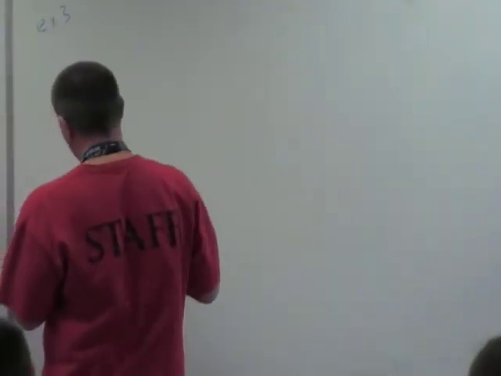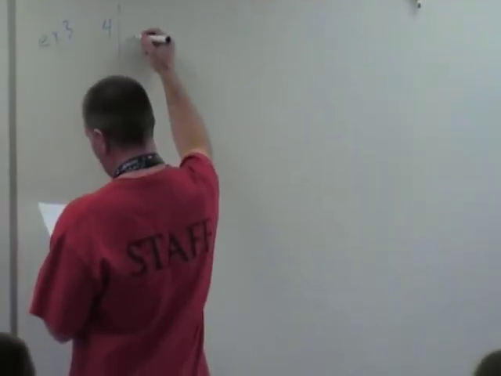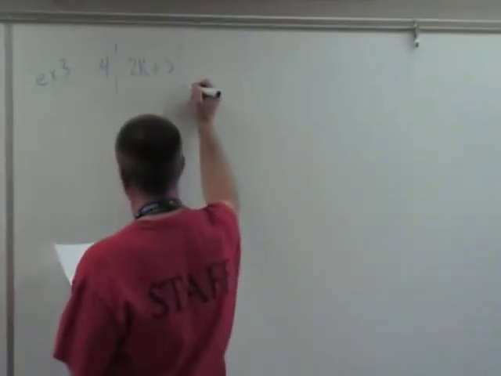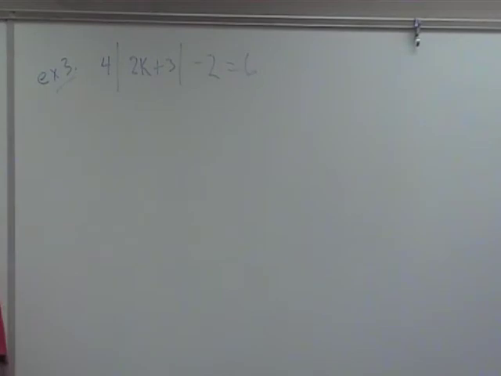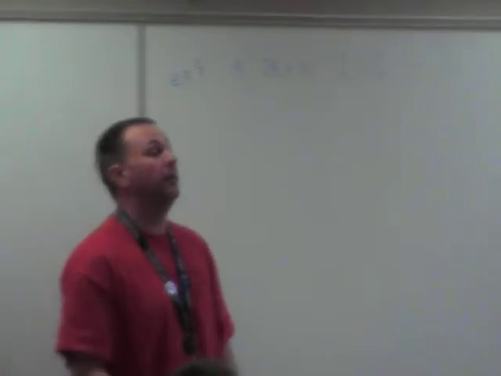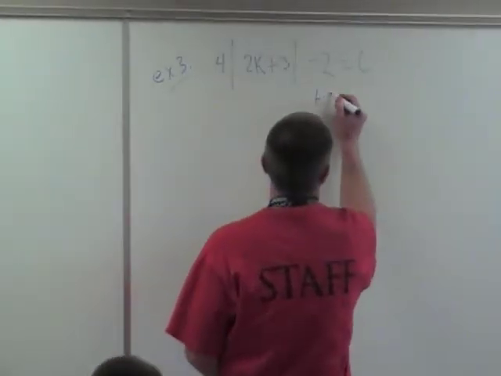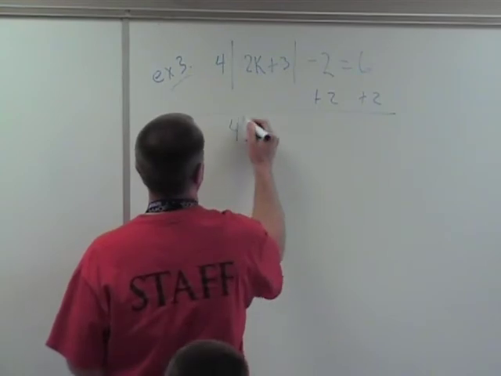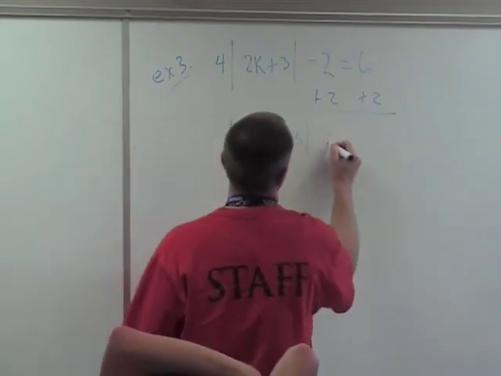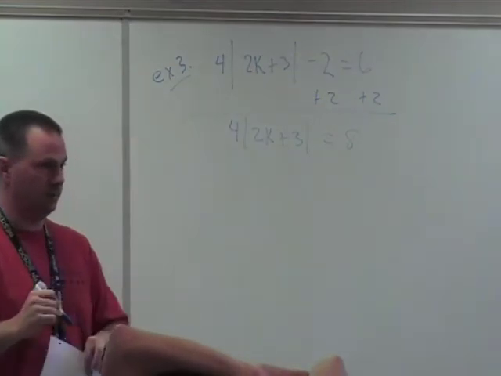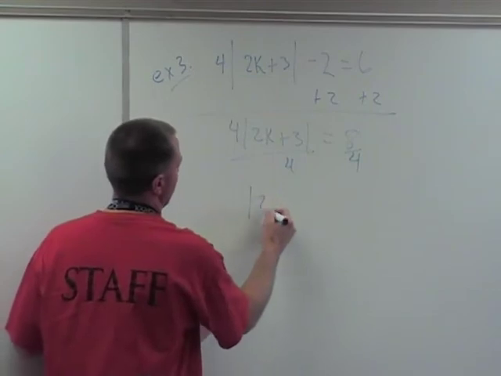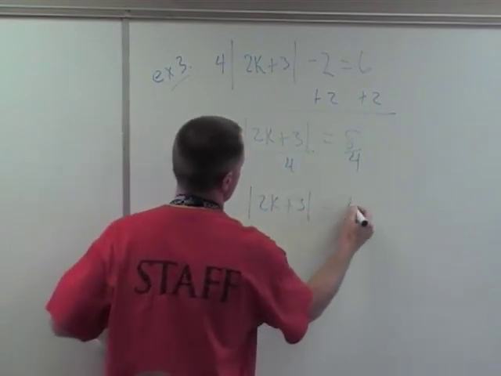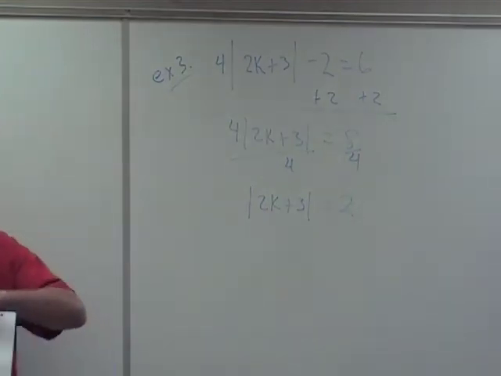Example 3. 4 times the absolute value of 2k plus 3, absolute value closed, minus 2 equals 6. Is the absolute value by itself? No. Add 2 to 6. Add 2. So you get 4 times the absolute value of 2k plus 3 equals 8. Divide off the 4. So now you have the absolute value by itself equal to 2. Everybody solve it from here? What about divided by 4?